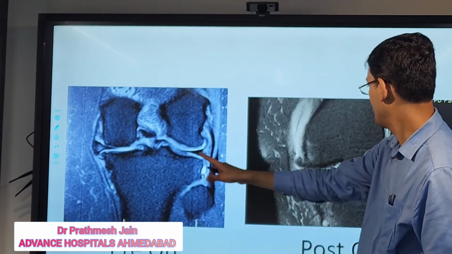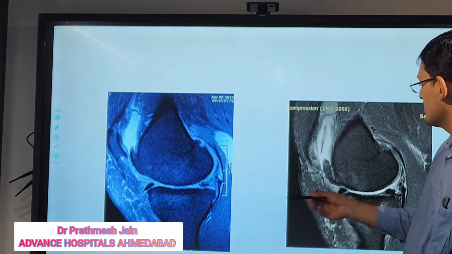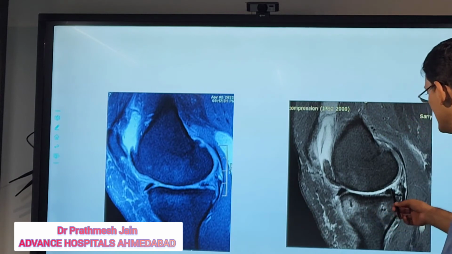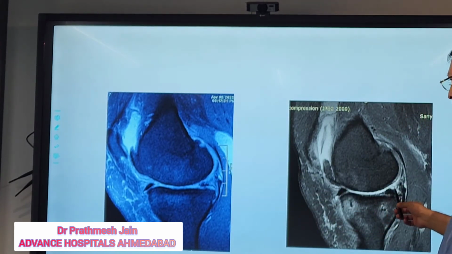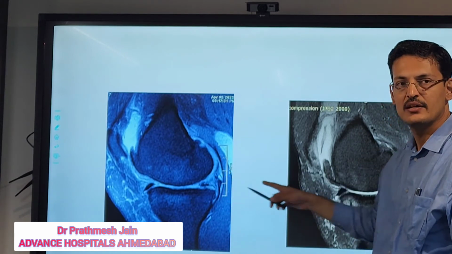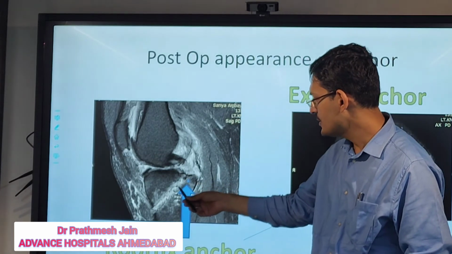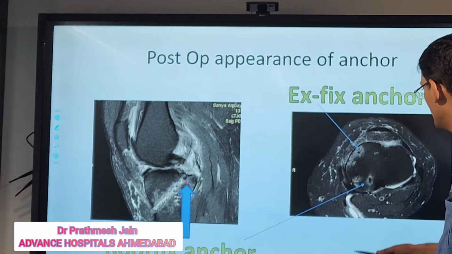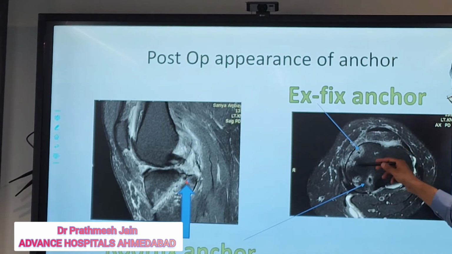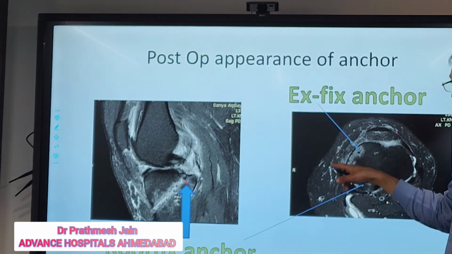So again, this is pre-op and post-op. This is the ghost sign, and the ghost sign is relatively better now. This is the ghost sign, and this is the meniscus. The meniscus was not well seen here. Here you can see the meniscus nicely. This is the anchor you can see on the MRI images. This black one is actually the anchor. And in this axial scan, you can actually see all the 4 anchors. 1, 2, 3, and 4. All the 4 anchors are seen.